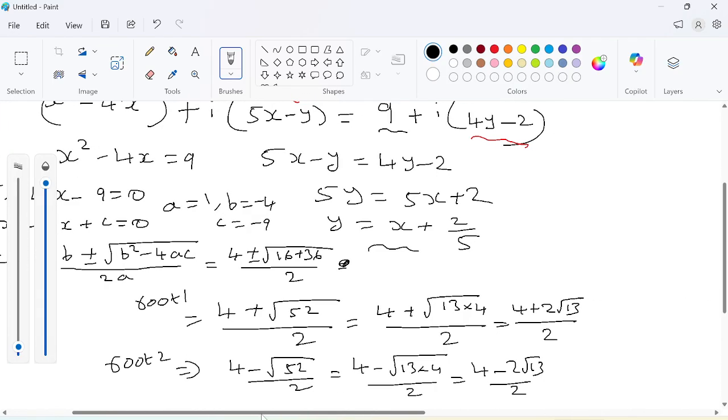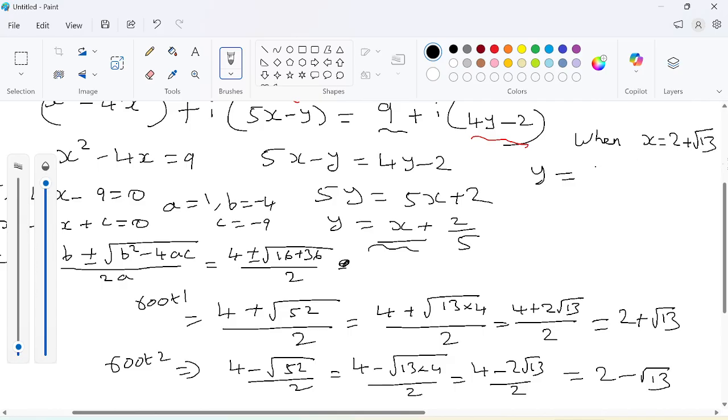Okay, so this will be 2 plus root 13, and this will be 2 minus root 13. Now I have two different x values. Y also will be two different values because y is dependent on x. So when x is equal to 2 plus root 13, y is equal to 2 plus root 13 plus 2 by 5, which is 12 by 5 plus root 13.